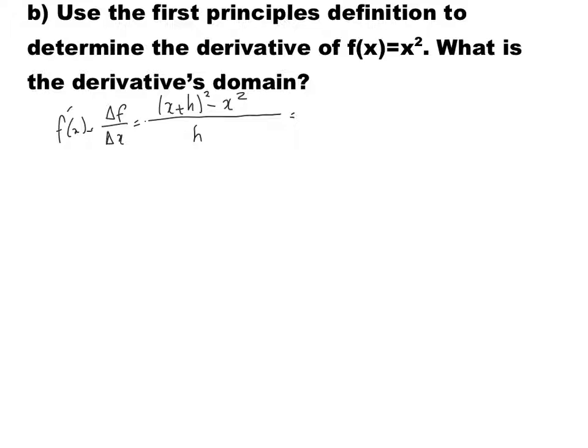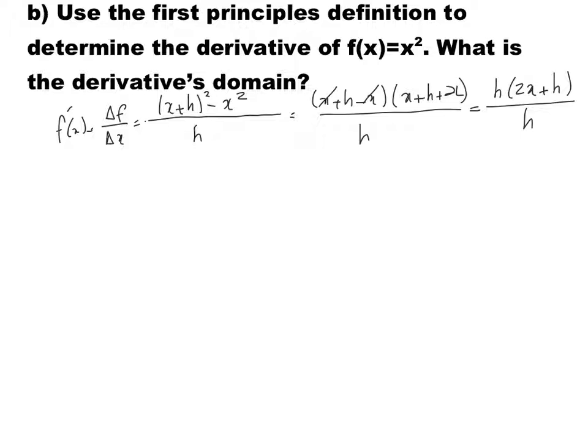Now, remember that the difference of squares, a squared minus b squared, is a plus b times a minus b. The numerator is the difference of squares, so I can write this as x plus h minus x times x plus h plus x over h. Now, in the first bracket, x cancels out, so I get h times 2x plus h over h. And this is the limit when h goes to 0.